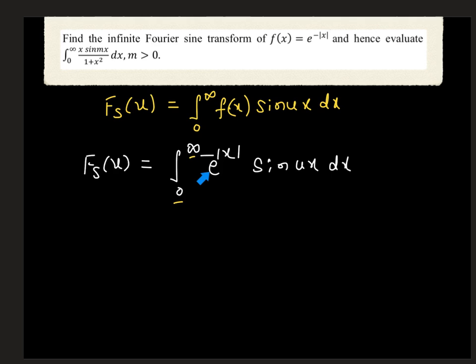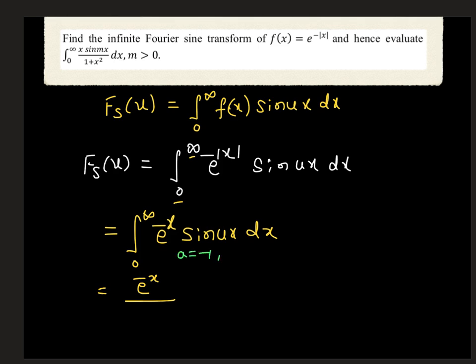In a positive range, modulus of x is plus x. So the function e power minus modulus of x becomes e power minus x, so e power minus x sin ux dx. Now, using the formula from the previous problem, e power minus x divided by a squared plus b squared, where a is minus 1 and b is u.